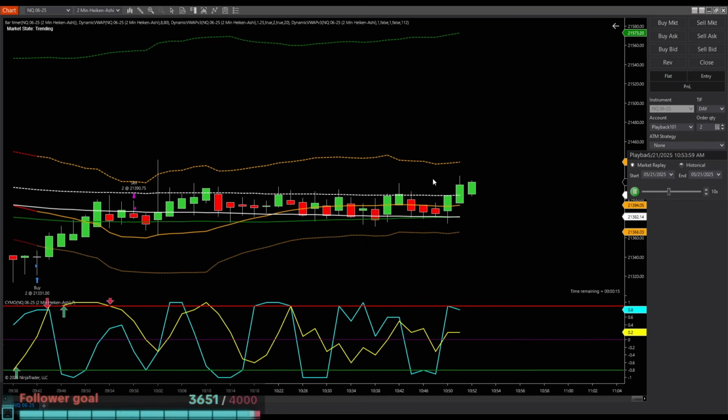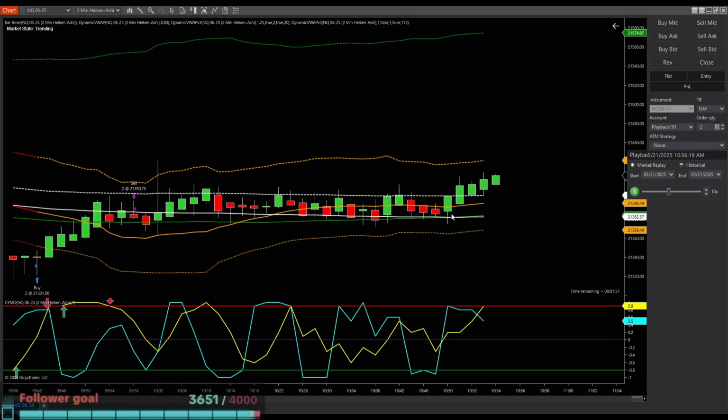This is the dynamic VWAP right here. It should be part of your package. All you have to do is look up the dynamic VWAP version 3 and just set it to 112 bars, and change the color lines to white.